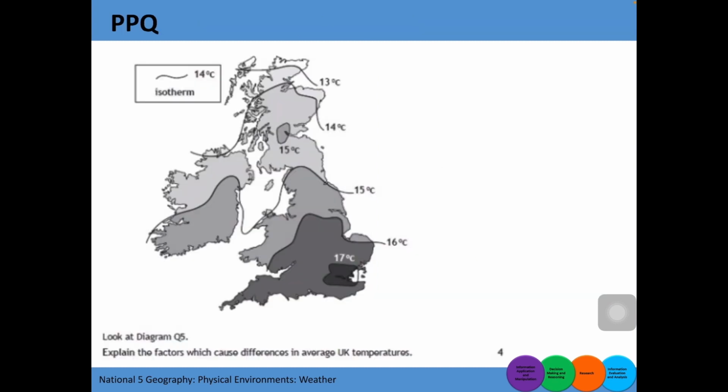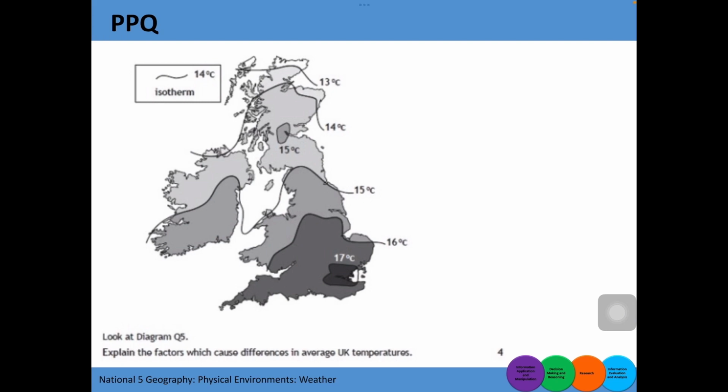So here is that sample question that we were looking at, and this is how it came up this particular year. Looking at the diagram, explain the factors which cause differences in average UK temperatures. Now, it doesn't say to make reference to the diagram, which some people did this year and then lost some marks. It's literally just looking for you to explain what causes the differences in the average UK temperature. So you don't need to make reference to this diagram. It's just there as a guide to try and help you out.